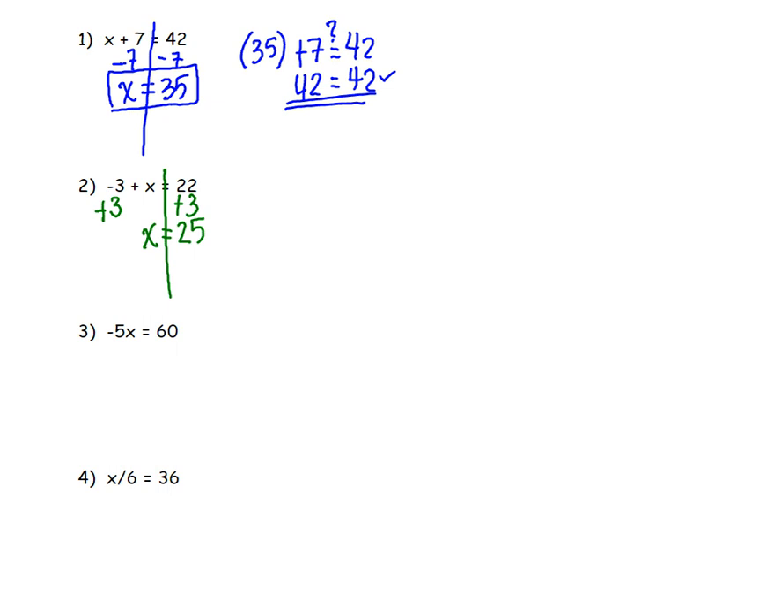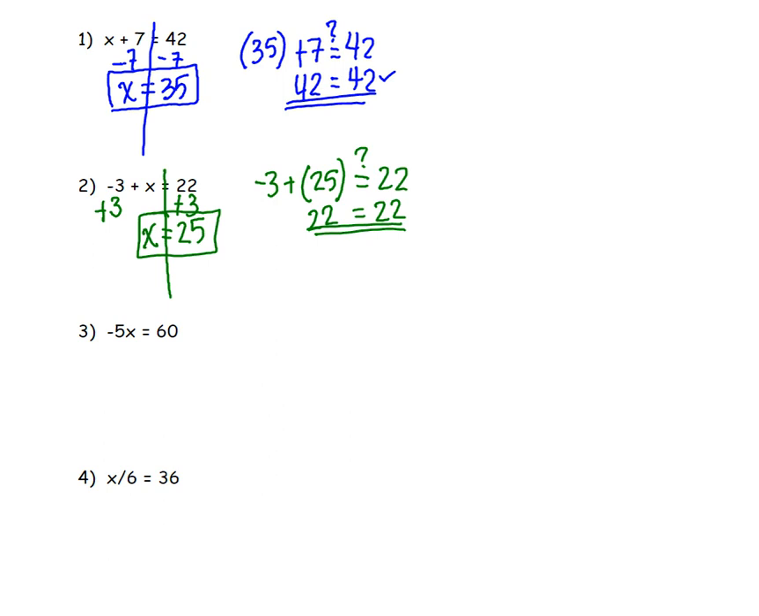25. So I'm going to check this answer. Negative 3 plus 25, does that equal 22? Well, negative 3 plus 25, that's take 3 away from 25, that is 22, which equals 22. So I know that that is the correct answer, and I can go ahead and box it.